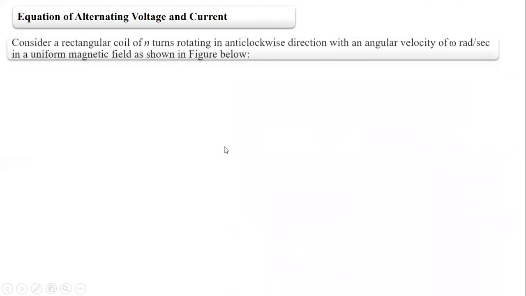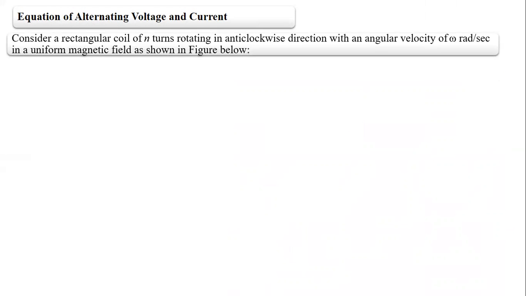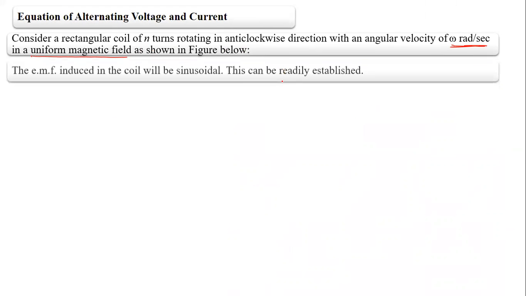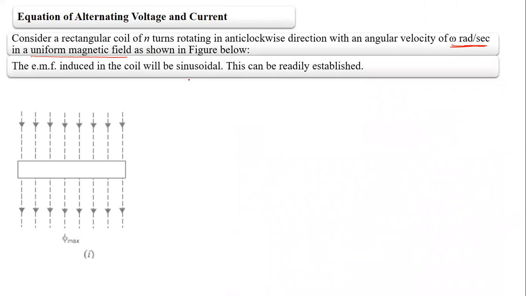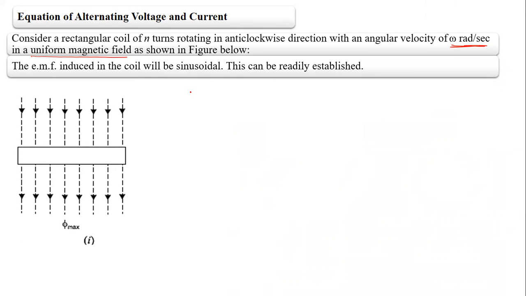Now let us see the derivation through which we will obtain the equation of voltage and current. Let us consider a coil of n turns which is rotating in the anti-clockwise direction with some angular velocity omega radians per second. The coil is placed in a uniform magnetic field, as shown in the diagram here. As already mentioned, the EMF induced in the coil would be of sinusoidal nature, so we will derive that equation here.